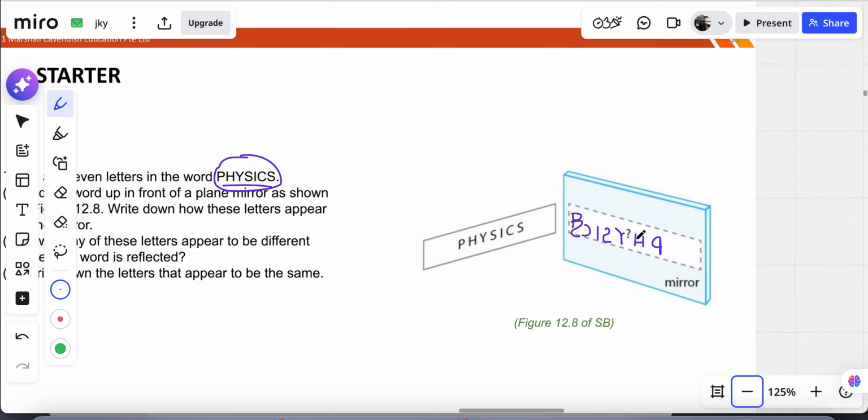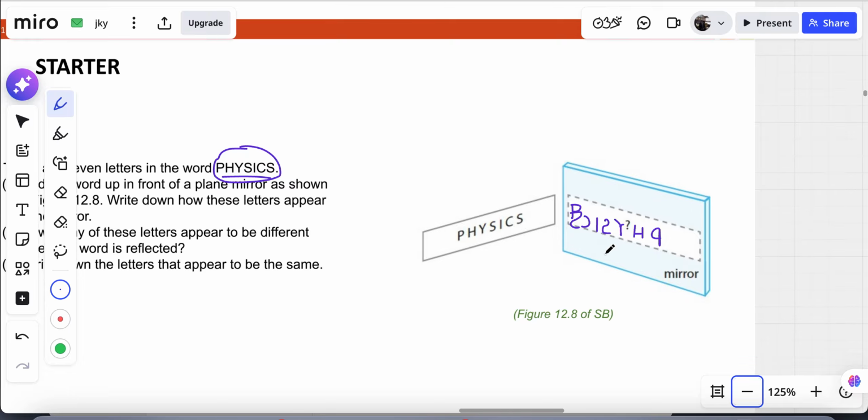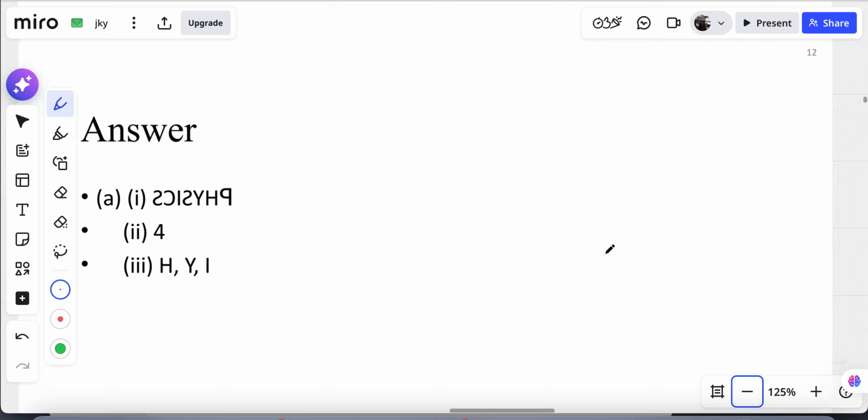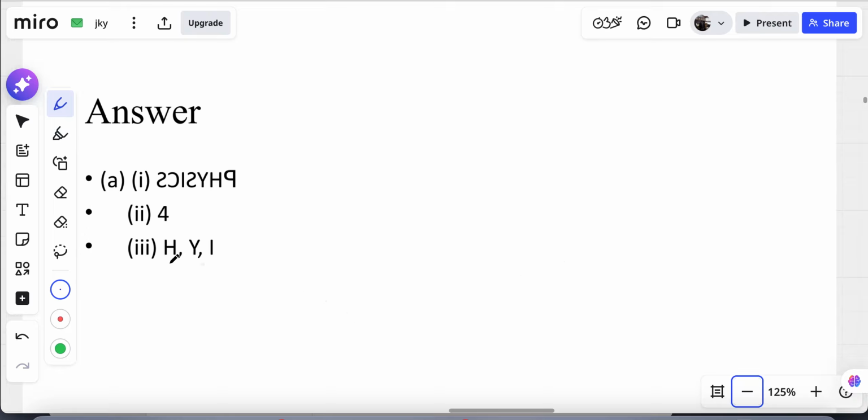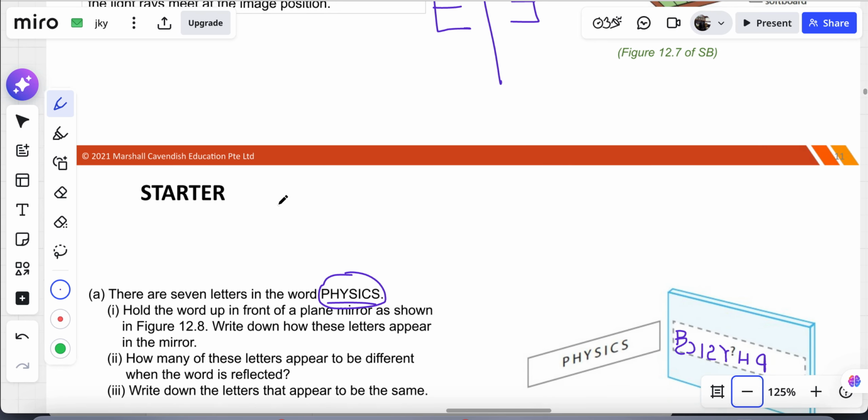P is laterally inverted. H is same, right? H is same. Y is same. S is laterally inverted. This is the second one. I is same. This is the fourth one, laterally inverted, and this is also laterally inverted. So that's that. The ones that are same are 3. The ones that are laterally inverted are 4. Is that okay? I think these were part of the questions.